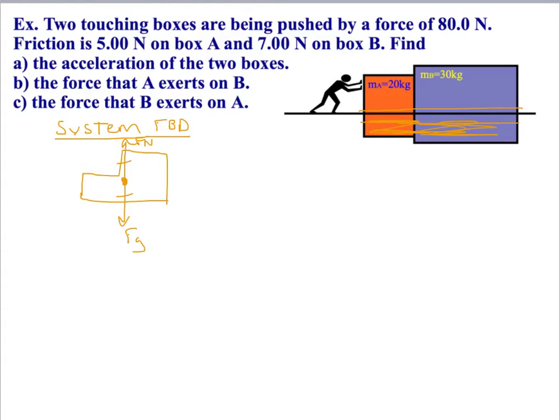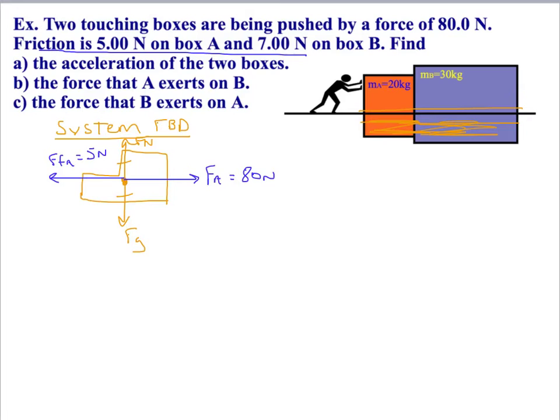For the unbalanced forces, the guy, we're told, is pushing this way. So there's an applied force of 80 newtons forwards. Then up here it mentions that there are these two forces of friction. There's a friction from box A. We could consider them separately, or we could add them and consider them together. I'll just show them separately here, so we can see them both.